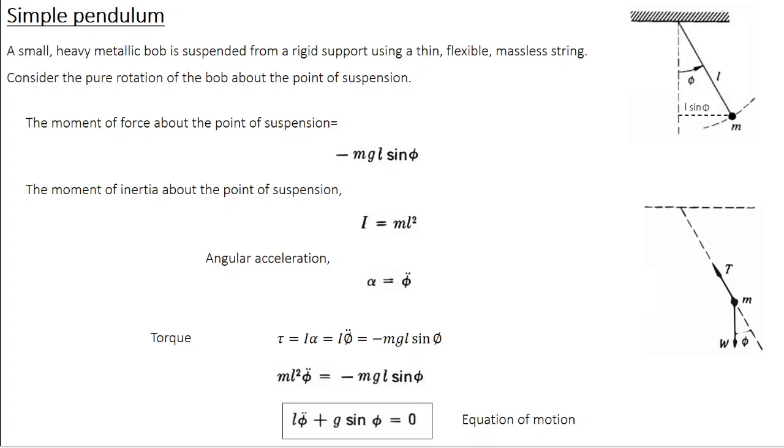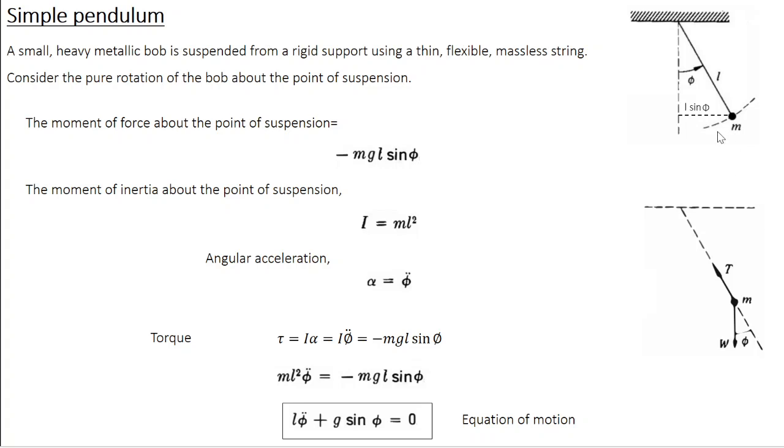Now let's draw the force diagram at this particular point. There are two forces acting. One, of course, the weight, which always acts in the downward direction. And since this metallic bob hangs by a thread, there is a tension T acting along the thread in the upward direction. Okay.